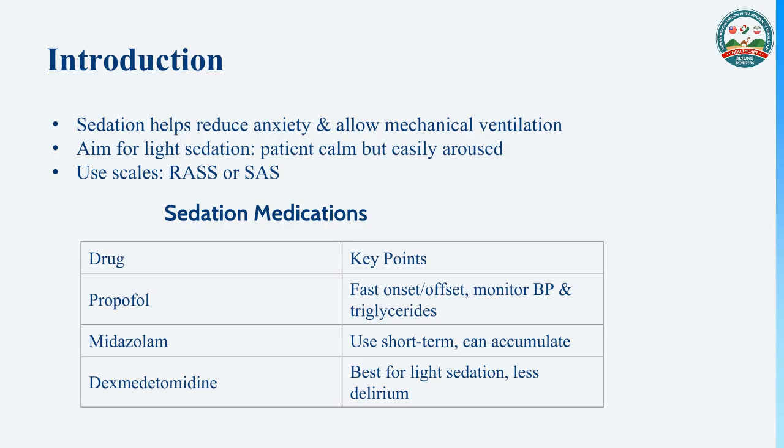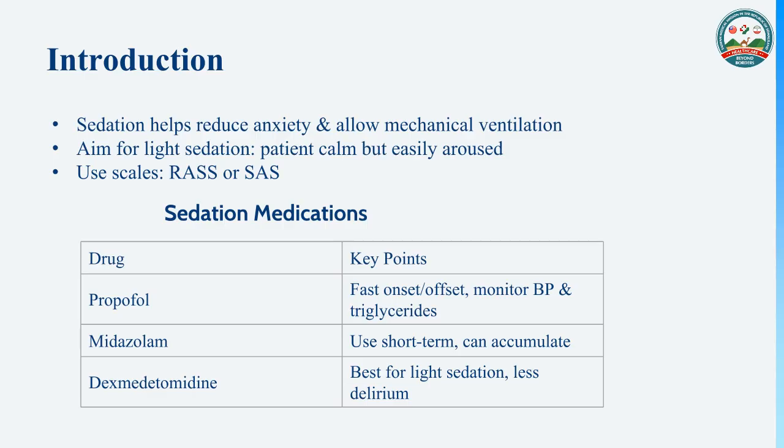To achieve this balance, we use assessment tools such as the RASS, the Richmond Agitation Sedation Scale, or the SAS, the Sedation Agitation Scale, to monitor the patient's level of sedation regularly. Now let's take a look at the most commonly used sedation medications in the ICU.